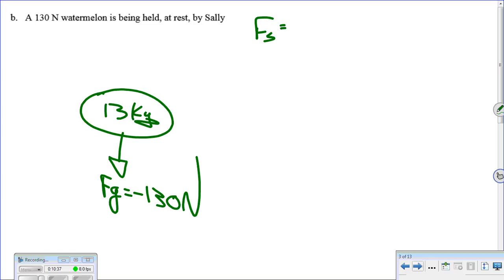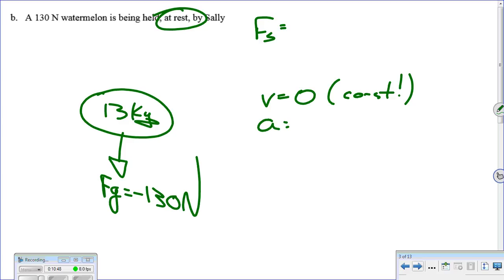What is it, you guys? 0, right? It's being held at rest. Oh, that means my velocity is 0, and it's constant, right? Oh, that means my acceleration is 0, which means I can find my net force. Net force is mass times acceleration. So mass times 0 is going to give me 0, right? Everybody good up to there?